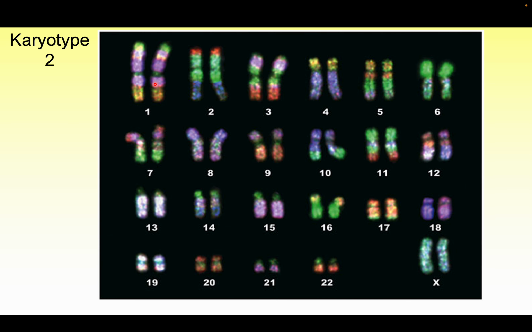Those sections of chromosome pairs that are of the same color, we expect them to possess the same genes, the same set of regulatory elements or sequences that are involved in a specific function or a specific regulatory mechanism or process.